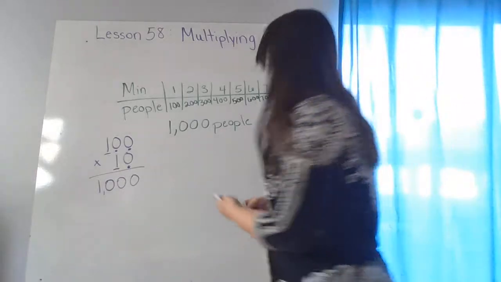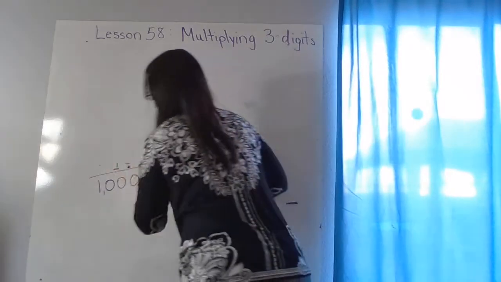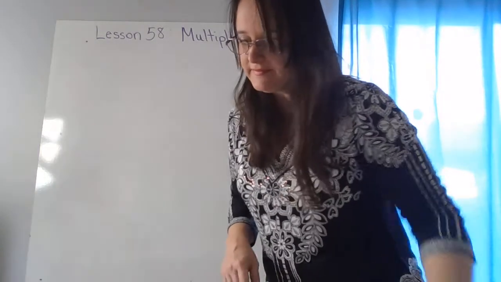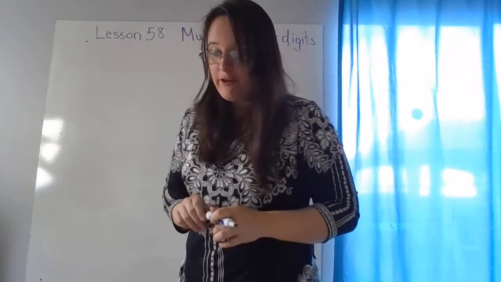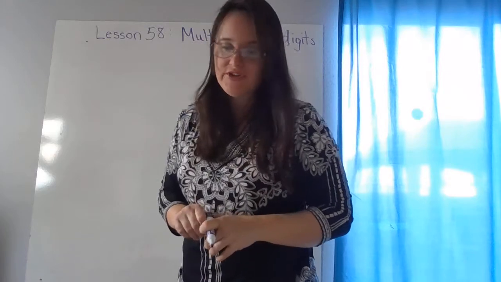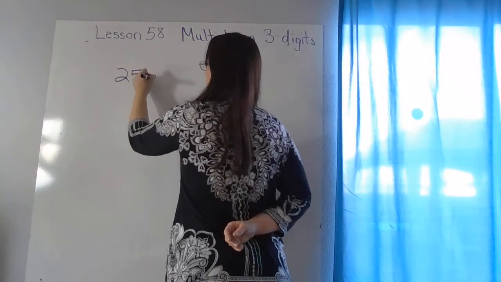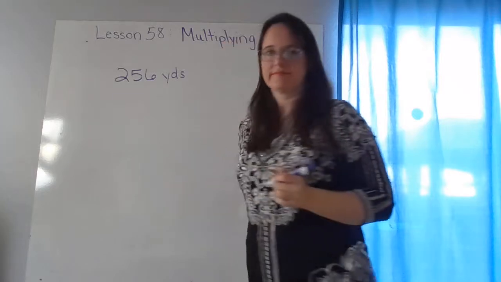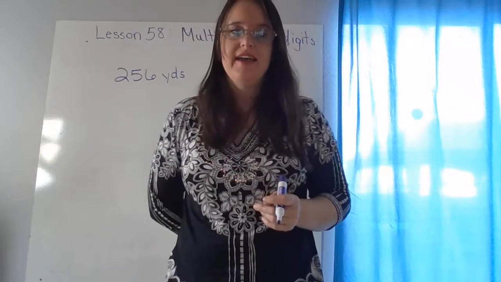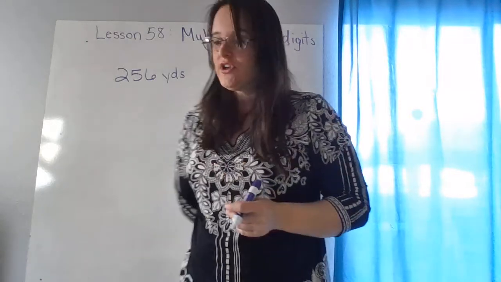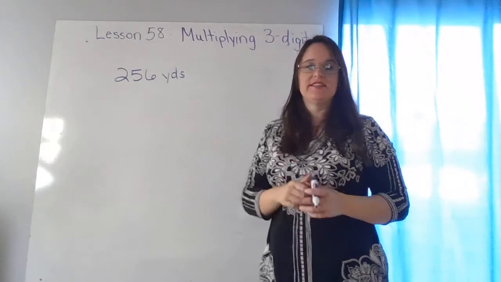All right, we have one more example. A landscape architect is designing a border of plants and trees for a parking area that has a perimeter of 256 yards. What is the approximate perimeter of the parking area in feet? So we have to convert 256 yards into feet.